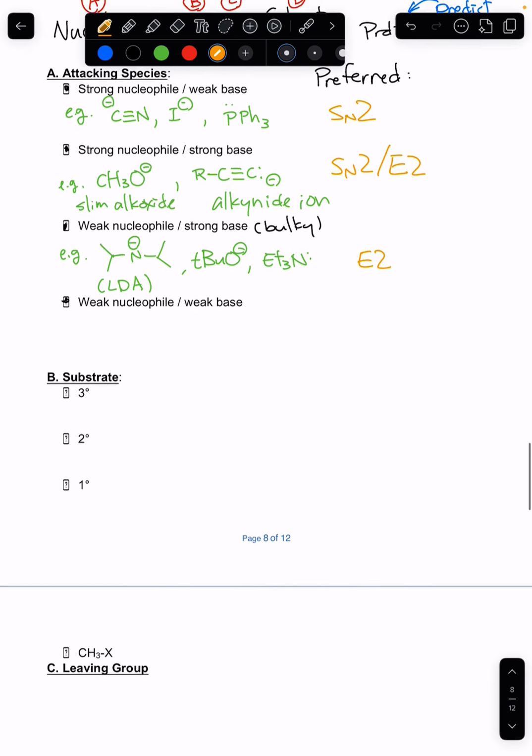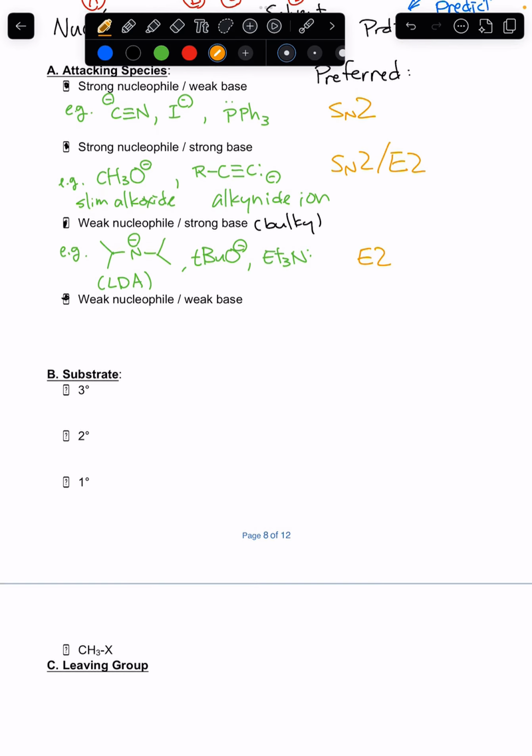Now, I want you to notice so far, as long as you have some strong attacking species of some sort, you're going to see basically SN2 or E2. Okay. If you have a weak nucleophile / weak base, basically if you don't have any good nucleophile or a good base at all, like all you have is water, which is a weak nucleophile, or alcohol or something like that, then you're going to see the competition between SN1 and E1 happening.